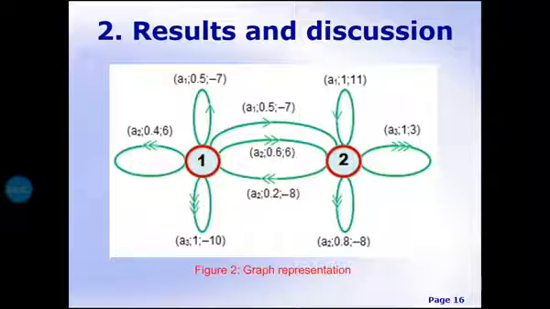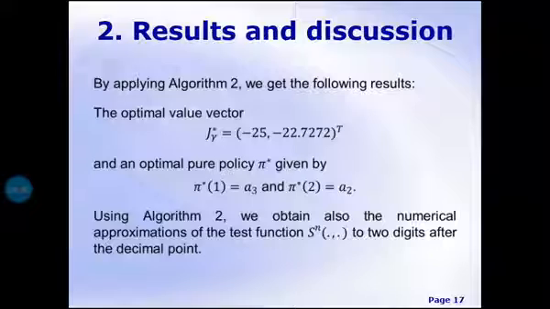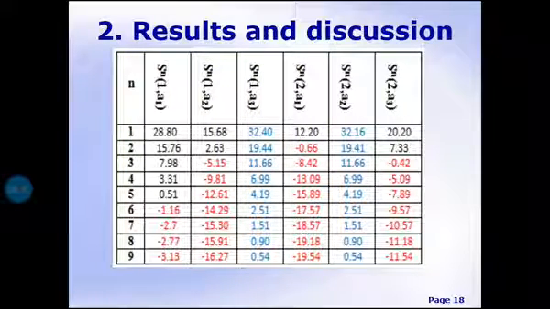By application of algorithm 2, we obtain the optimal value vector and an optimal policy. Besides, the same algorithm provides approximate values of the test function as follows. In this numerical result table, the red color indicates the actions which must be eliminated according to the state reached and the number of iterations.